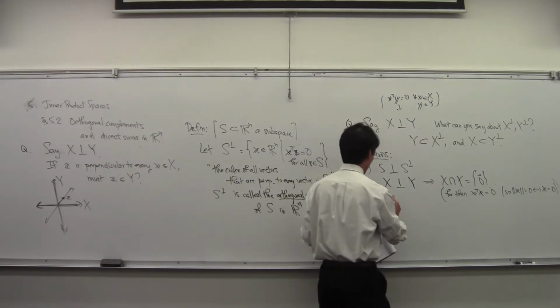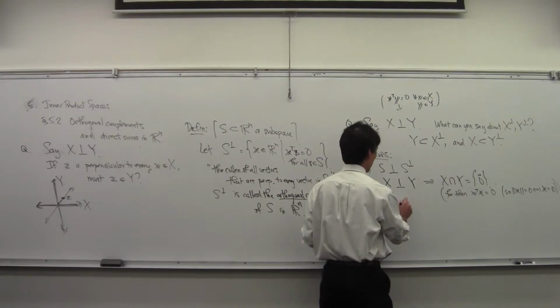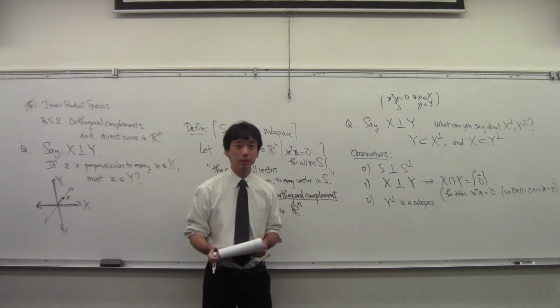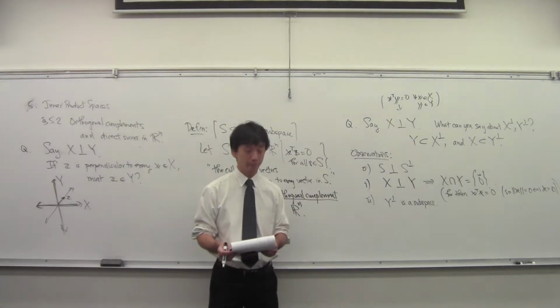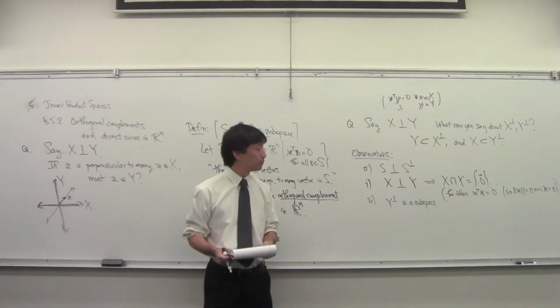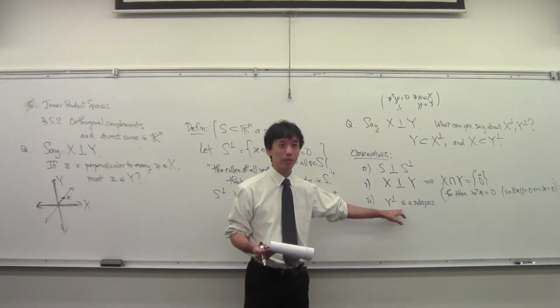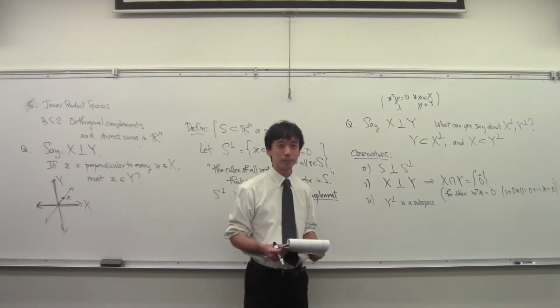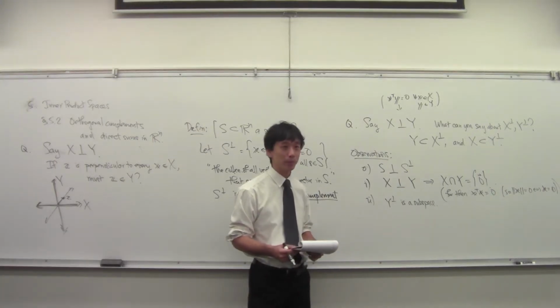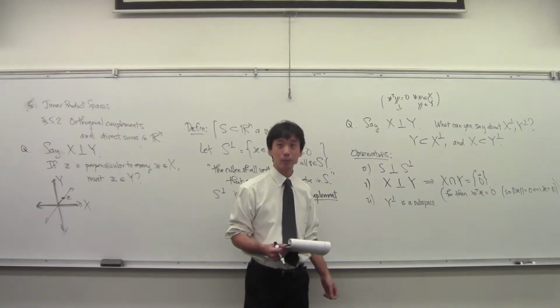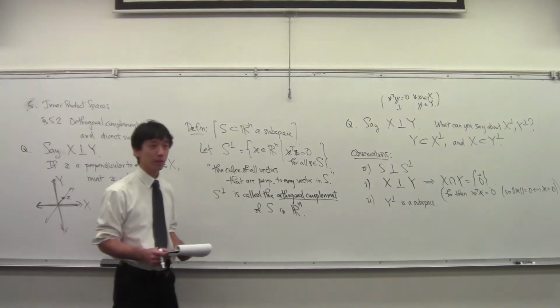Okay, last one. The orthogonal complement is a subspace. Take 1 minute and see if you can explain. See if you can convince somebody else that that's true. How would you show that it's a subspace? Well, you have to show that it's closed under vector addition and scalar multiplication. Right? So think about why that's true.